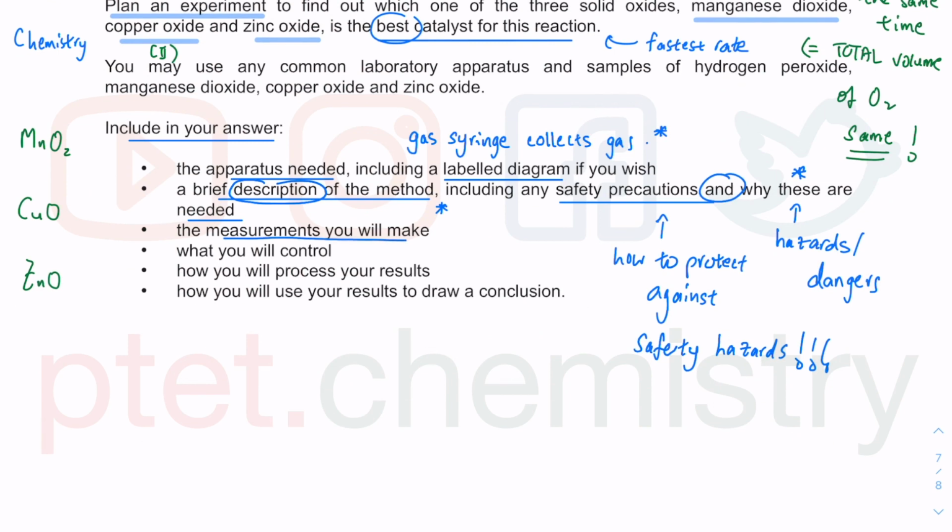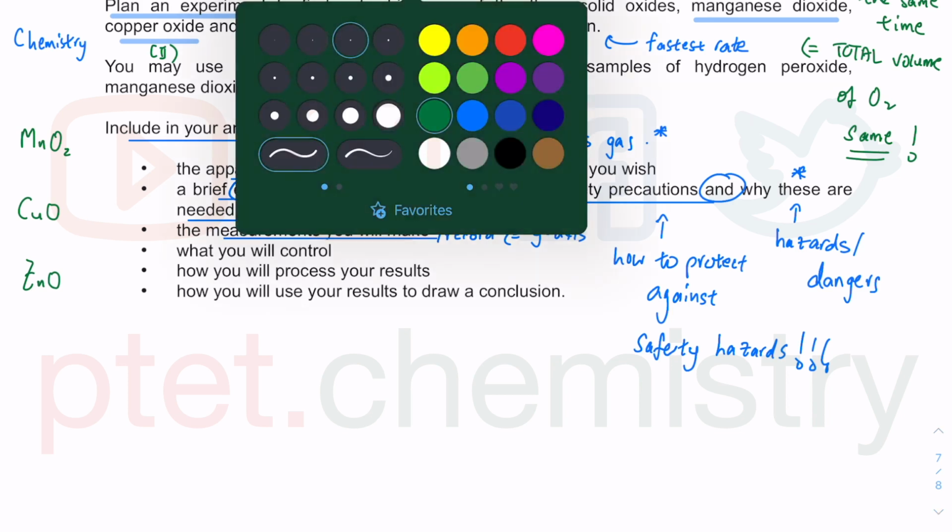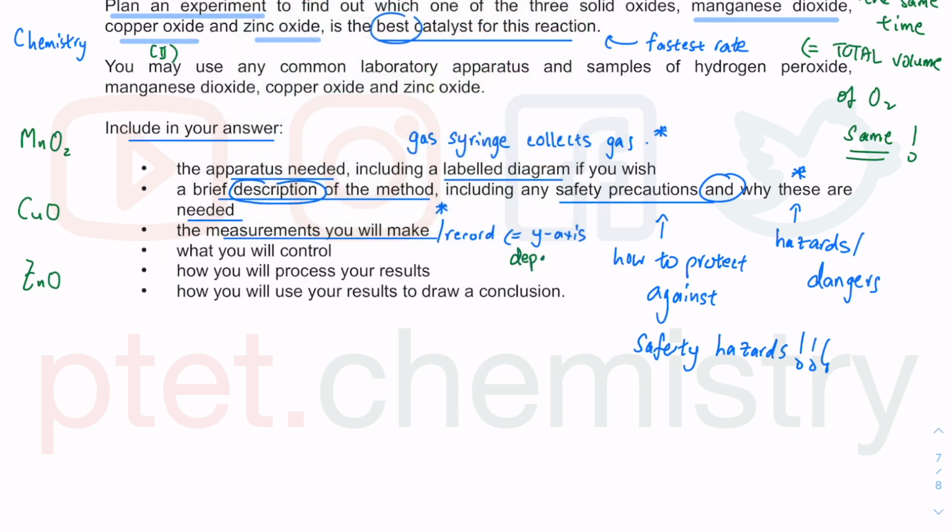The measurements you will make, what you will record, this is going to be your y-axis. This is going to be your dependent variable. We talked about dependent variable in the last couple of lecture tutorials. I said, why are you so dependent? Y-axis, why are you so dependent? So the y-axis is what you record. That is your dependent variable.